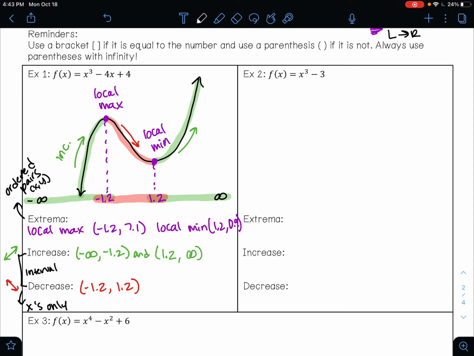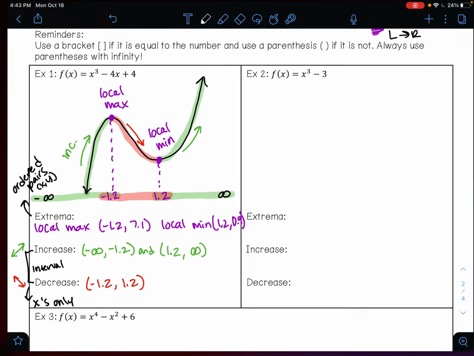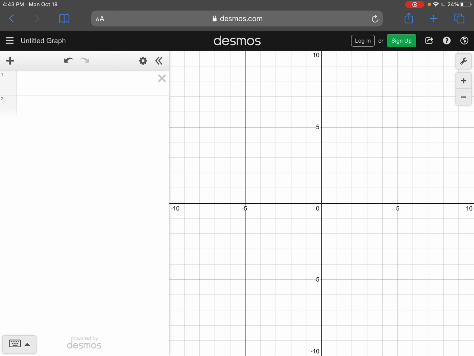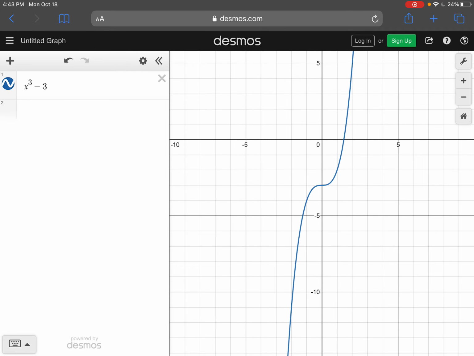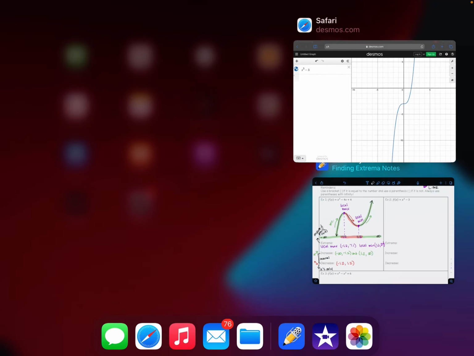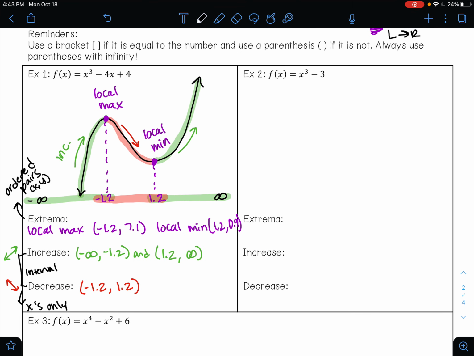Let's try this again with example 2. So on example 2, we have f of x equals x cubed minus 3. So I'm going to go over to Desmos, and I'm just going to type in x cubed minus 3. And this is what the shape of that graph looks like. So let's go ahead and draw that shape.